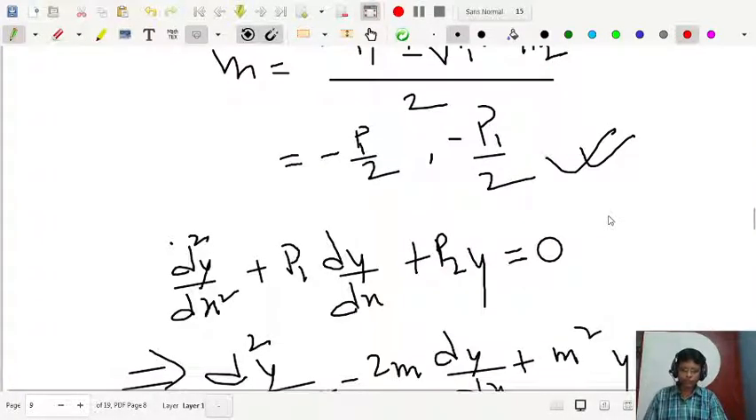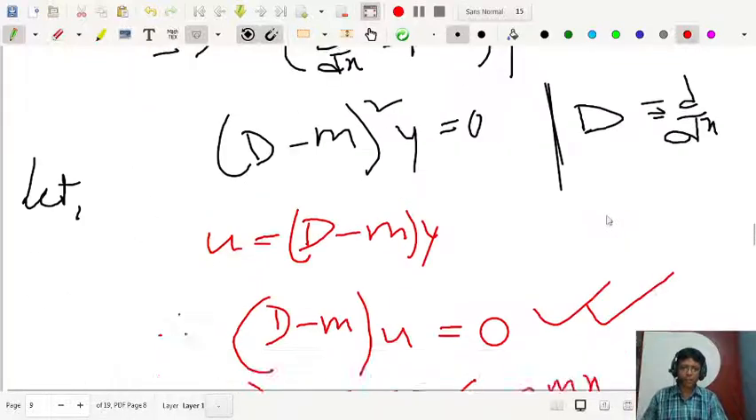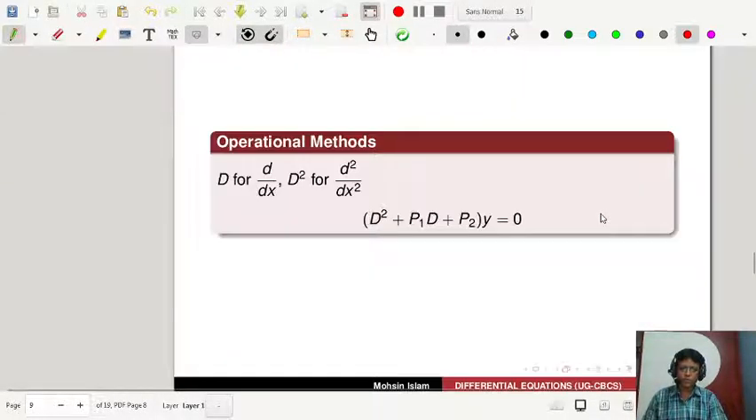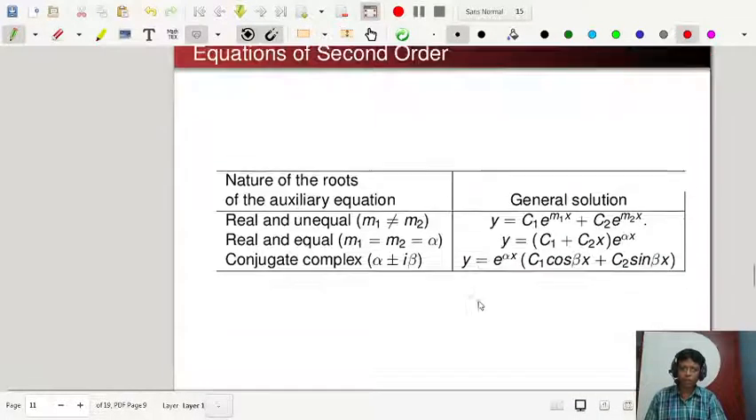Now let us summarize the concept. I am introducing a differential operator already: D for d dx and D2 for d2 dx2. So the differential equation then transforms, D is equivalent to d dx, right? This is the operational substitution. So let us now conclude our topic.